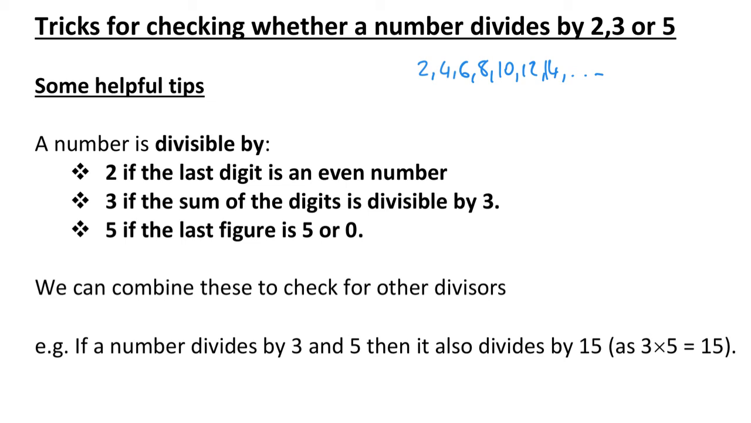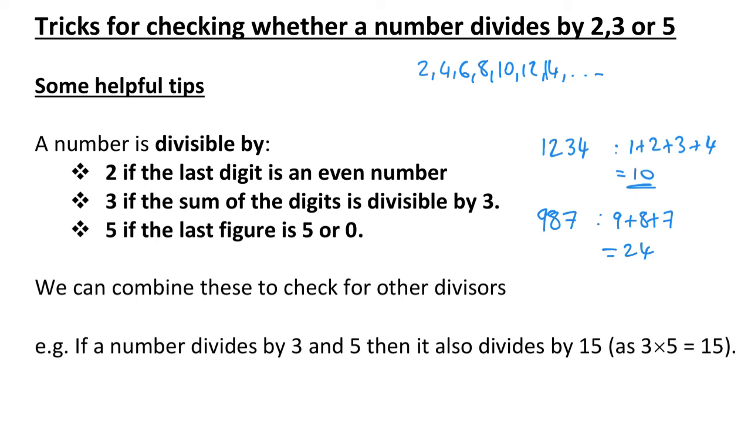A number is divisible by 3 if the sum of the digits is divisible by 3. So if we have 1234, those digits are going to be 1 plus 2 plus 3 plus 4, which is 10. 10 is not divisible by 3, so 1234 won't be. But the number 987 is, because 9 plus 8 plus 7 is 24, and 24 is divisible by 3, so 987 is going to be.